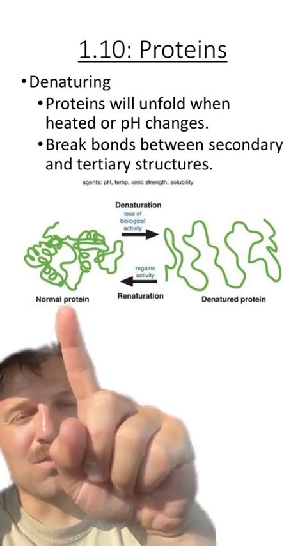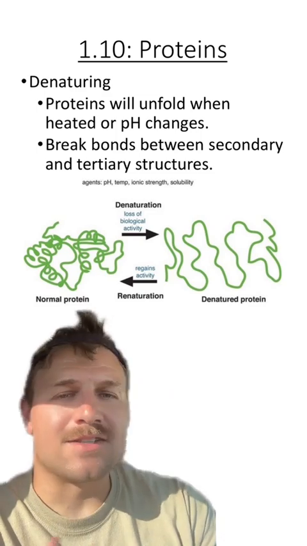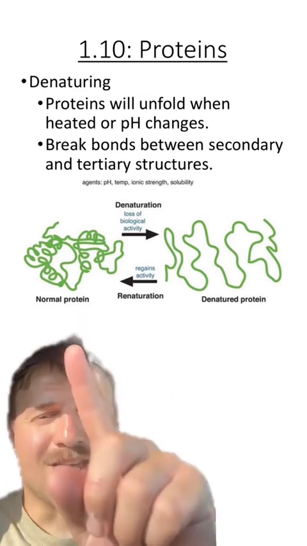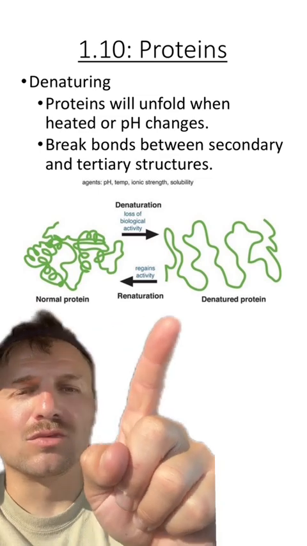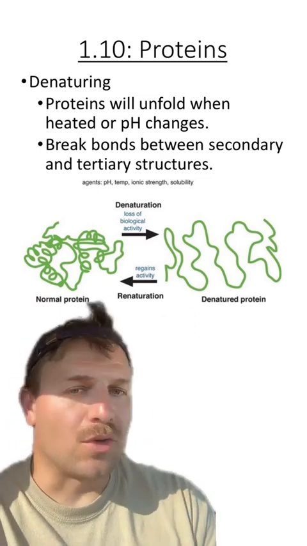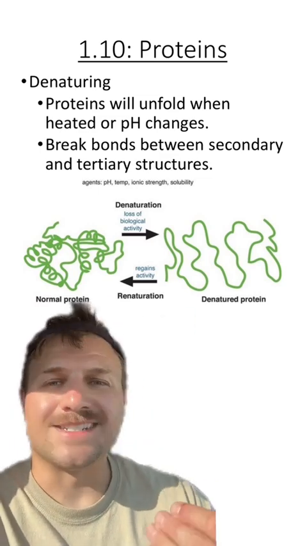You can see this normal protein unfolding because there is some change in heat or pH. Now you can see these proteins are going to lose their structure, which is also going to mean they're going to lose their function when denaturing.